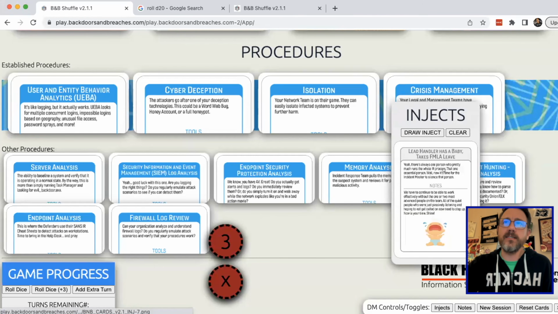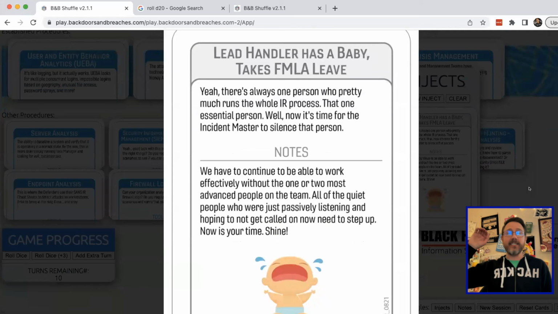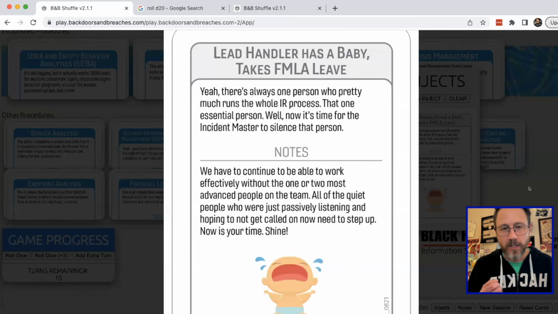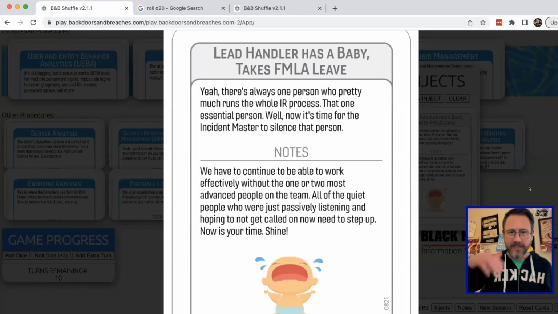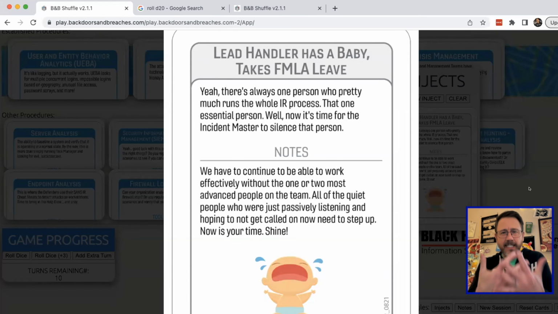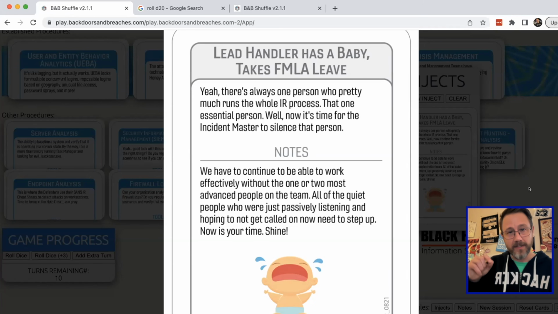Now, over here, we got lead handler has a baby, takes FMLA leave. This is one of our favorite cards in the whole deck. So whenever I start playing with a team, I always write everyone's name down. And so I got Steve and Bonnie and Roger and Erica and John, and I have all these names written down. And then I give out the scenario. The very first person to speak, I put a little check mark by their name. I put a little check mark because that's the person who's a natural leader on the team. And so whoever's the first person to speak, if this card ever comes out, that's the person I silence.